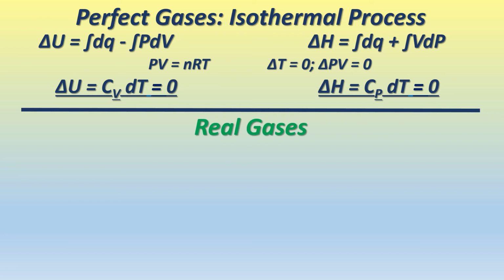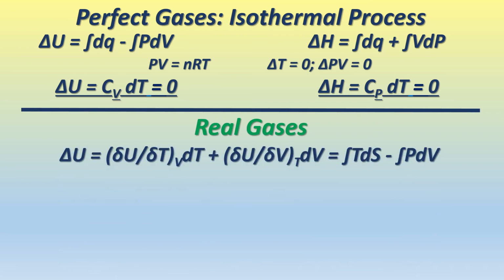For a real gas, delta U as a state function is defined as TdS minus PdV, or the partial of U with respect to T at a constant V, dT, plus the partial of U with respect to V at a constant T, dV. The definition: the change of internal energy with respect to temperature, if I keep volume constant, PdV is 0, is the definition of the heat capacity at a constant volume.